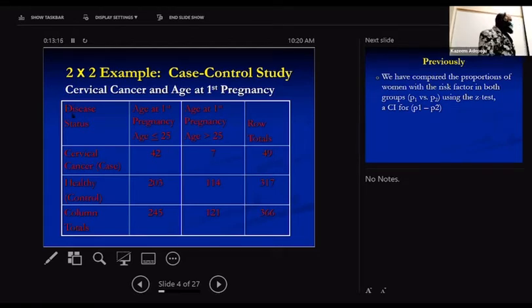Let's look at the disease status as well, which is the response. It's categorical. Either a woman developed the cancer or not. That's what you see here. And this is called 2 by 2. Why do I call it 2 by 2? Because we have 2 levels of predictor and 2 levels of response.